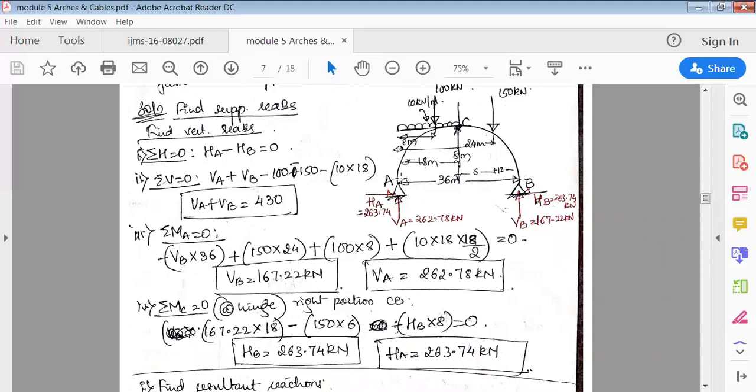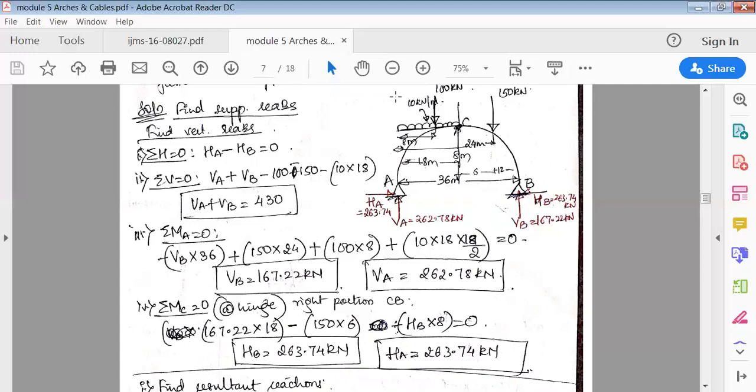Next, find moment about point A. So moment about point A, take all the forces acting. So now check this out. VB is going in the anti-clockwise direction, so anti-clockwise is negative. So minus VB into 36, plus 150 into this distance, 24, 150 into 24. Then again, this is going clockwise, so plus 100 into 8.